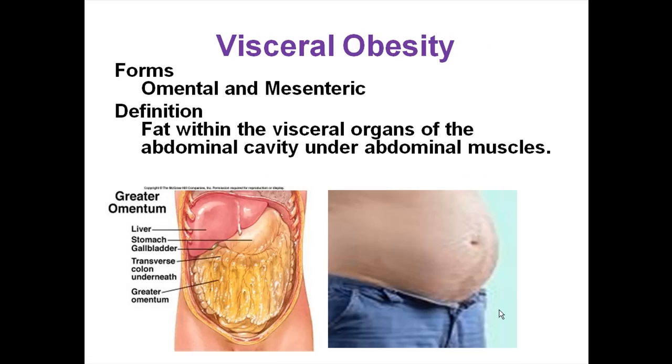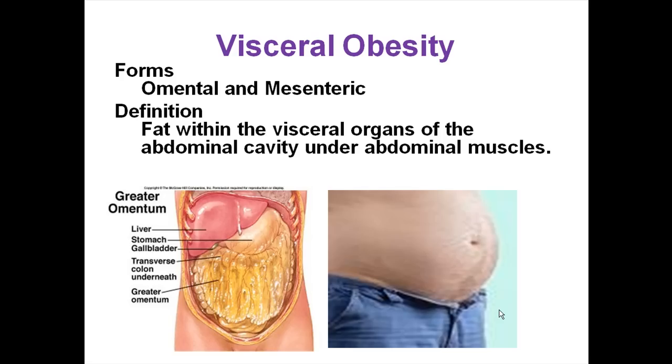Visceral obesity has two types depending on where it is: omental and mesenteric. Omental is fat within the greater omentum, which is kind of an apron that starts at the bottom of the stomach and drapes over your intestinal tract, and that can fill with fat. The mesentery is the lining that attaches the small and large intestines together, and it can fill with fat too. So both of those can fill with fat.